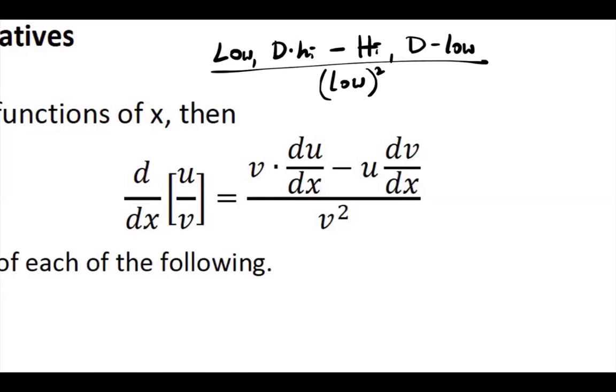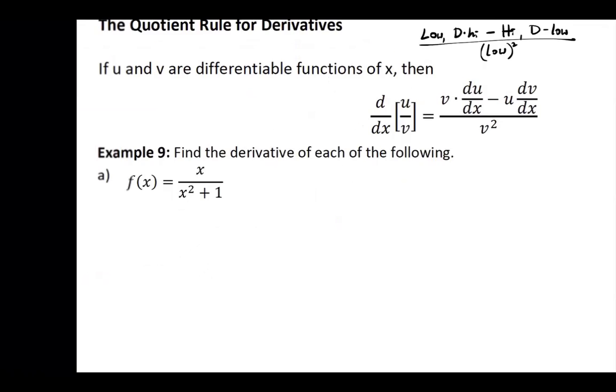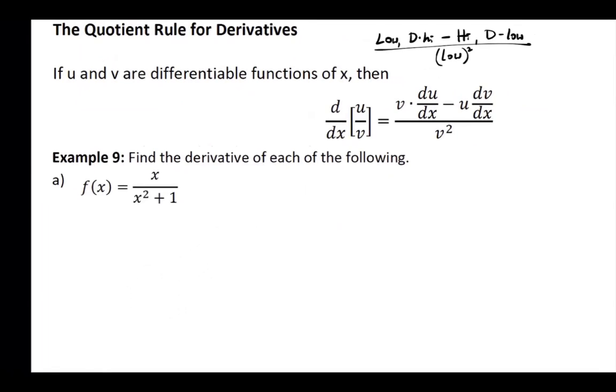Low squared is probably the easiest thing, the bottom squared. That's usually where we start because it's just easy. Just square the bottom. But low d high, what does low d high mean? Well, low means the low one first, d high, derivative of the high, minus high d low, derivative of the low, over low squared. Start with low, low d high, high d low. Like I said, that's one way. If it works, great. If it doesn't work, don't worry about it.